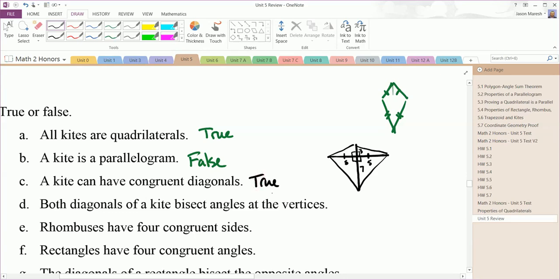D, both diagonals of a kite bisect the angles at the vertices. That's going to be false. It is true for one of the diagonals, but not the other. And it should be obvious that these are not going to be bisected, and you can prove that right here. I'm not going to, but this is false.